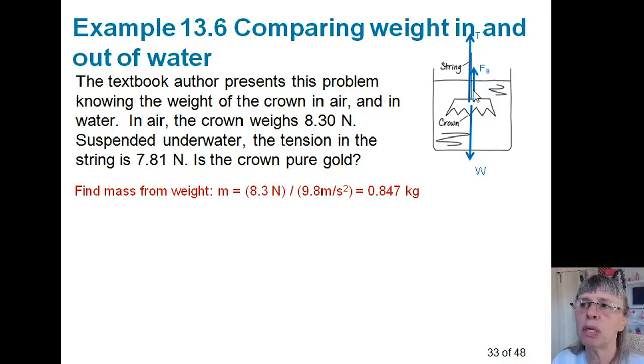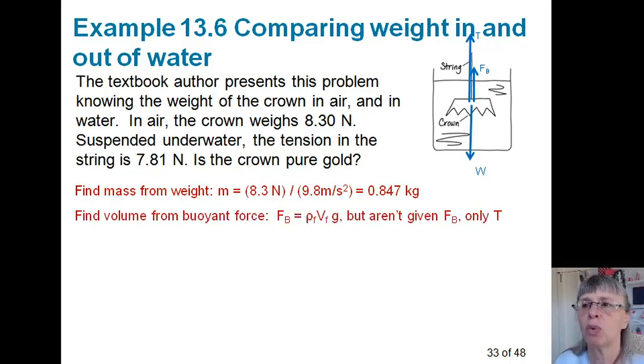Now the buoyant force can let us calculate that object's volume, because we know the buoyant force is equal to the density of the fluid times the volume displaced times g. And in this case, the volume displaced is going to be the complete total volume of the crown itself. So by knowing the buoyant force, we can calculate the volume of the crown. And once we know the volume and the mass, then we can calculate the density of the gold the crown is made out of. Of course, we're not told the buoyant force. We're only given the tension in the string, and the weight of the crown itself is 8.3.